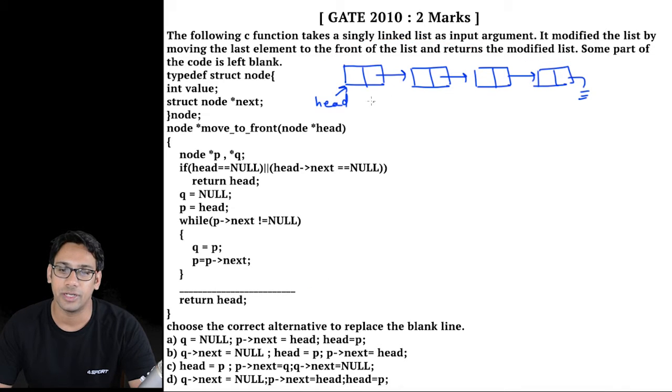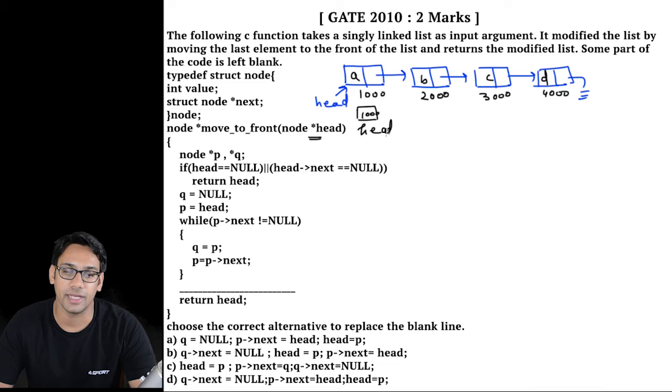So here let us suppose this is the linked list and these are the addresses: address 1000, 2000, 3000, 4000. And this is the data A, B, C and D. Now in this function we are passing the address of head here. That means head is storing 1000. And then in line number 2 we are doing node star p comma q. That means there will be two pointers. The first pointer will be p and the second pointer will be q.